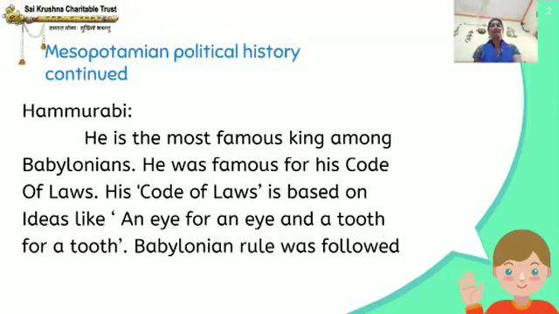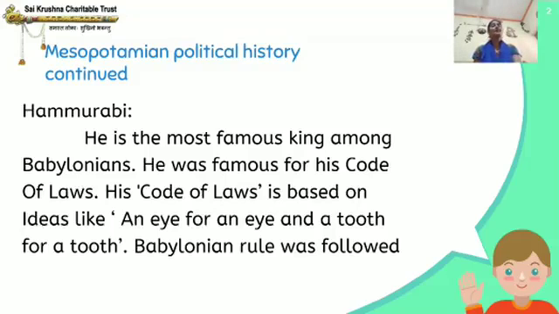If someone does something wrong, that person will be punished by having the same thing done to him. For example, if one fractures another person's eye, he will get fractured in the eye in return. And if someone fractures another person's hand, then he will also get fractured in the hand in return. So this is the meaning of an eye for an eye and a tooth for a tooth.